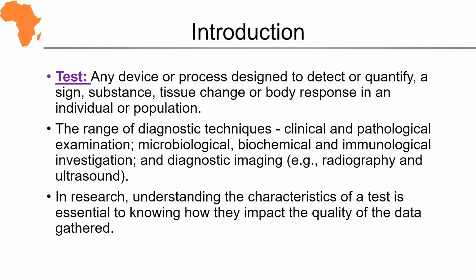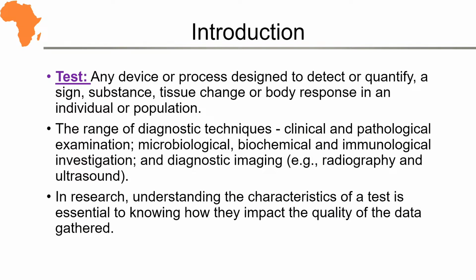It can be clinical, pathological, microbiological, biochemical, immunological, diagnostic imaging, including things like autopsies. A postmortem is a test. If you want to know whether you have an enlarged thyroid, postmortem will be the best, because then we can see it. But will you do a postmortem, or will you do that in a living human being? No. So we will have to use a different test, for instance radiography.